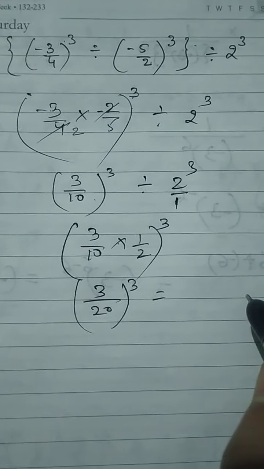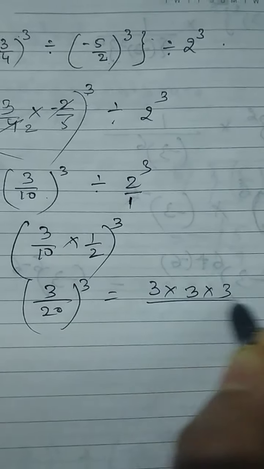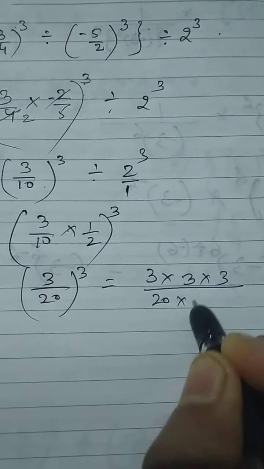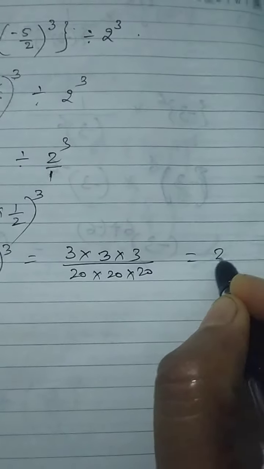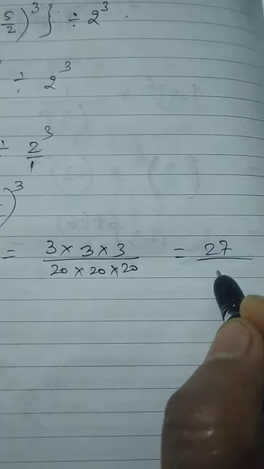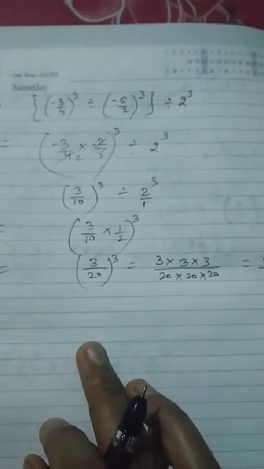So its answer you have to write, because it is simplify. You don't have to write in exponential form. So we will simplify it. 3 3s are 9, 9 3s are 27 by 2 2s are 4, 4 2s are 8, 000, 8000. This is the answer.